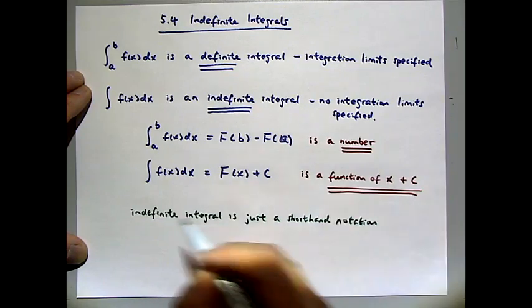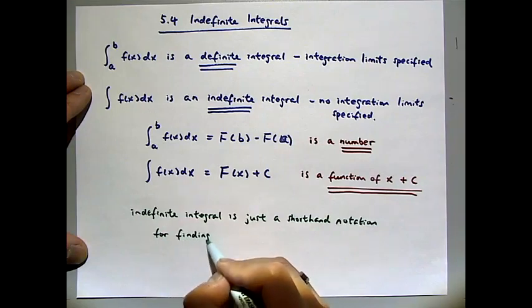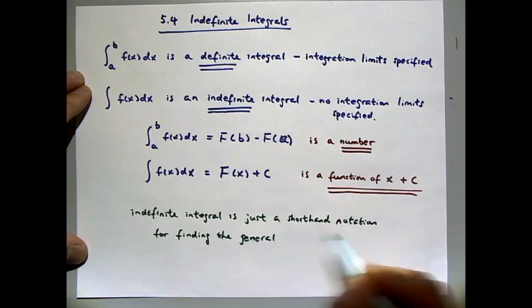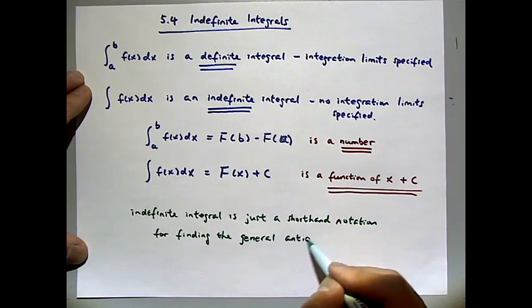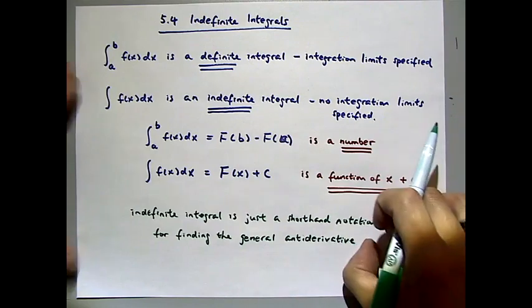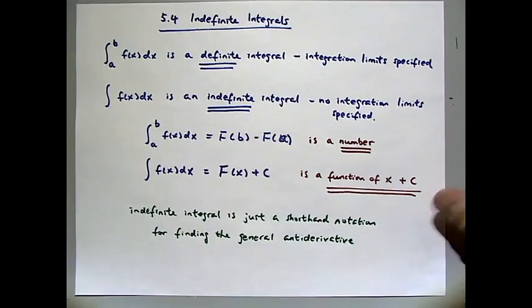Shorthand notation for finding the most general antiderivative. That's why we have to attach that plus c. We want it to be perfectly general. Okay, and there's nothing more to it. It's just simply finding the antiderivative of a certain function.